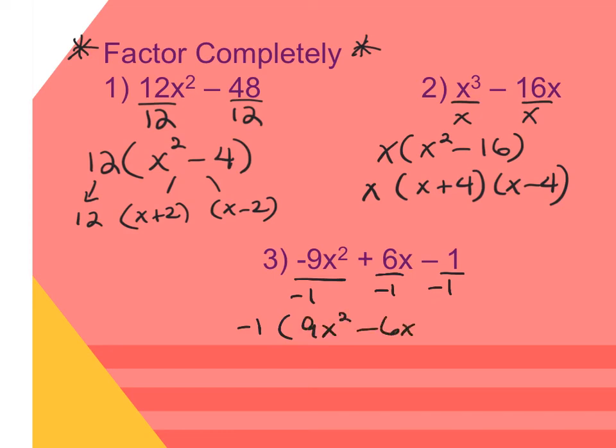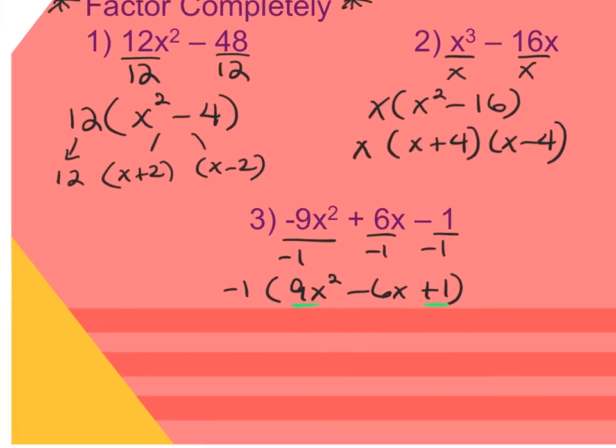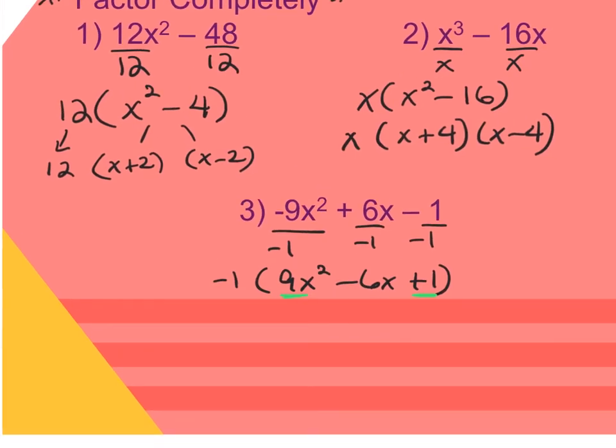Now what remains is a trinomial. You can either factor by grouping like I just did, or if you're good at recognizing that this is a perfect square and so is this, then you just do the perfect square trinomial where you just square root the 9, square root the 1, and put the sign of the middle term, and it's a binomial squared.